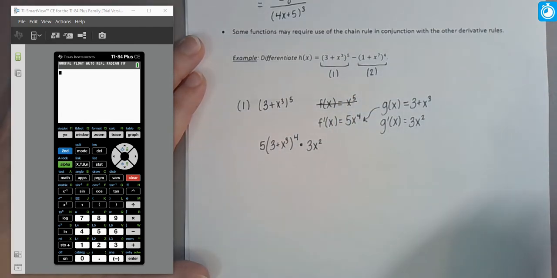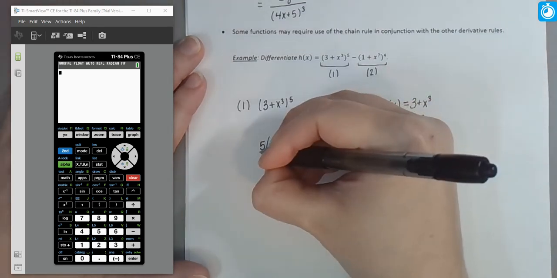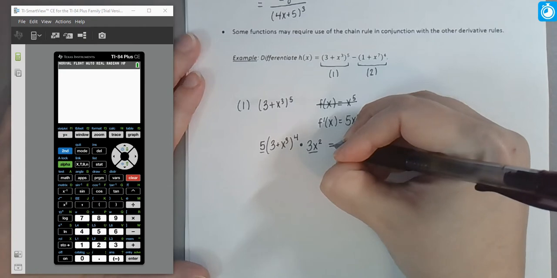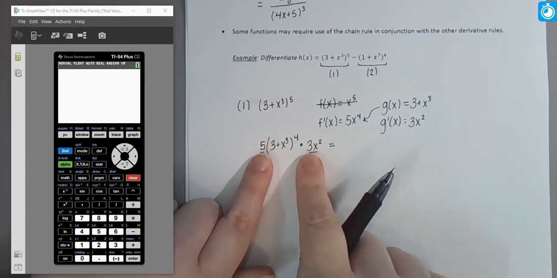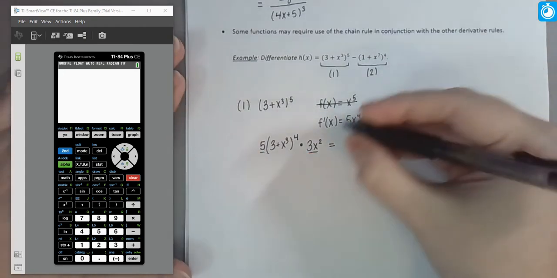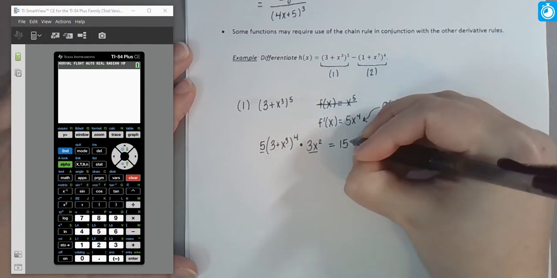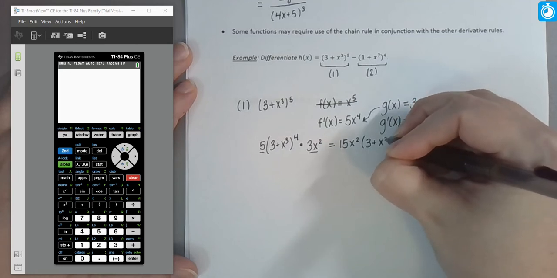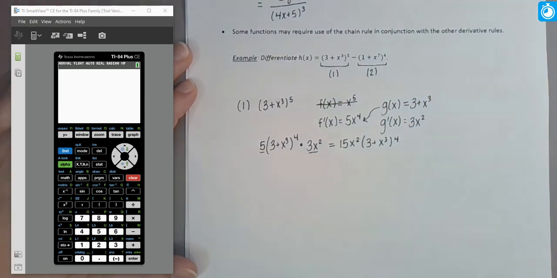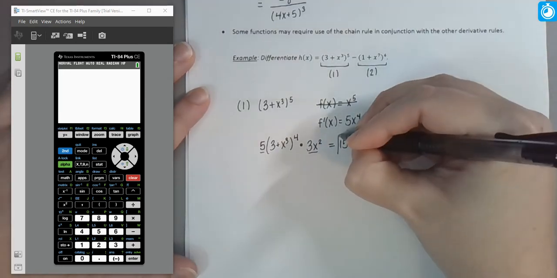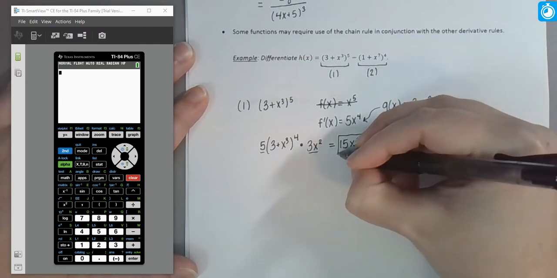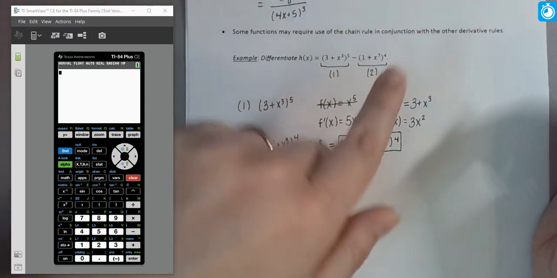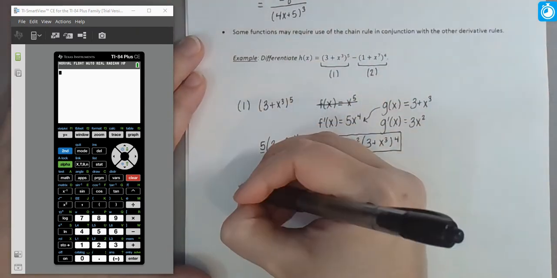Okay, hopefully it's starting to become kind of formulaic what you do at that point. Everything outside can be combined together. So 5 and 3 can multiply together. 5 times 3 is going to be 15. And then we have that x squared. And then we have everything in parentheses raised to the 4th power. So let me box that in. That's going to be the derivative for our first term right there. Okay, repeat for 2.